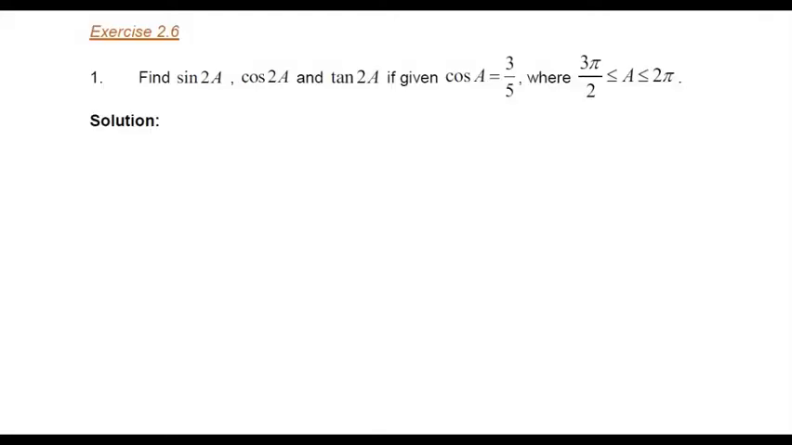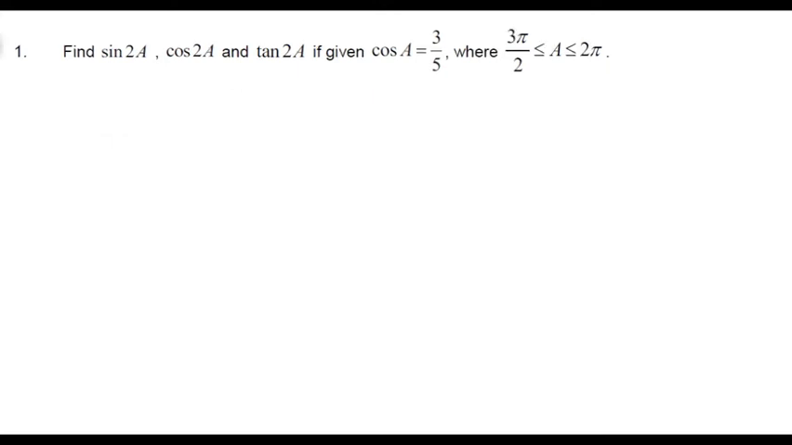Now let's look at this exercise. Pause your video and try to do it yourself. For this exercise, we want to find the double angle for sine, cos, and tangent. The information given is cos A equal to 3 over 5 with a region of 3 pi over 2 to 2 pi.